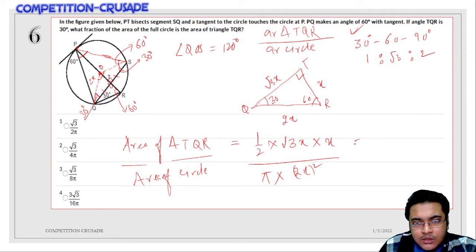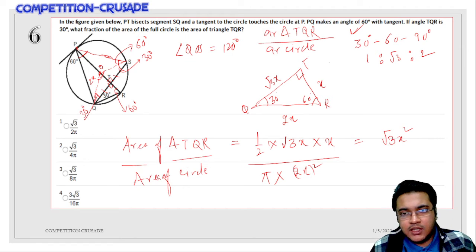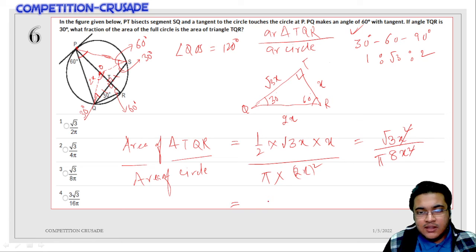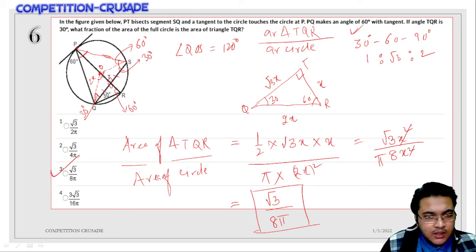So this you can send to the denominator. So you can probably write root 3x square by 2 square, which is 4, times this 2 is 8x square and a pi. So this x square cancels. So ultimately the answer is root 3 by 8 pi. This is your answer, root 3 by 8 pi.